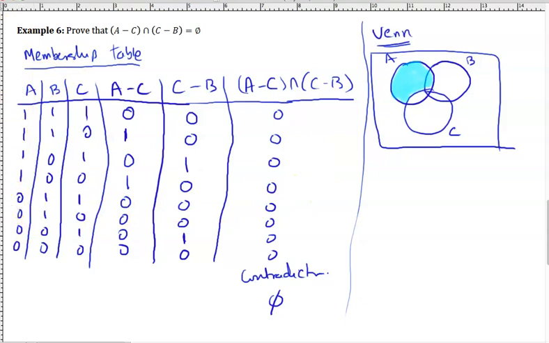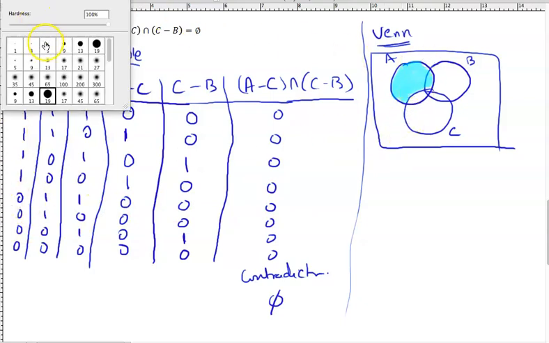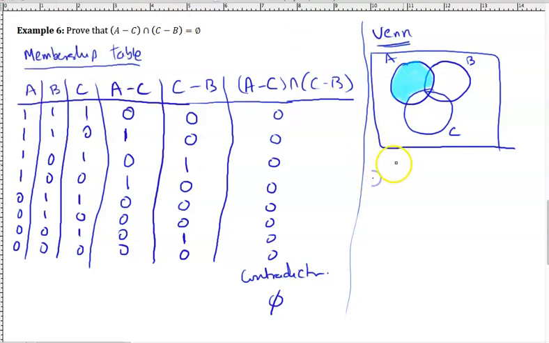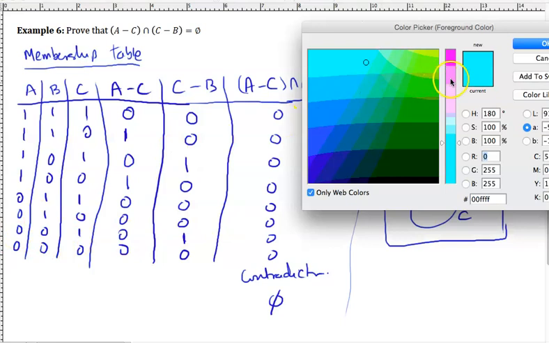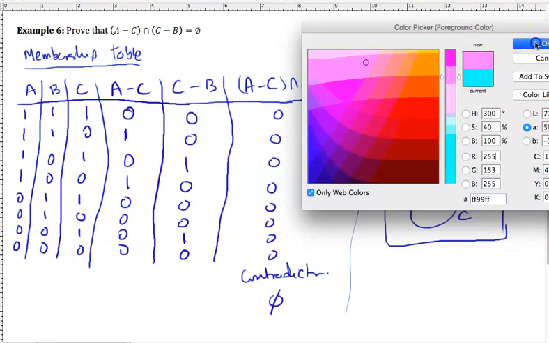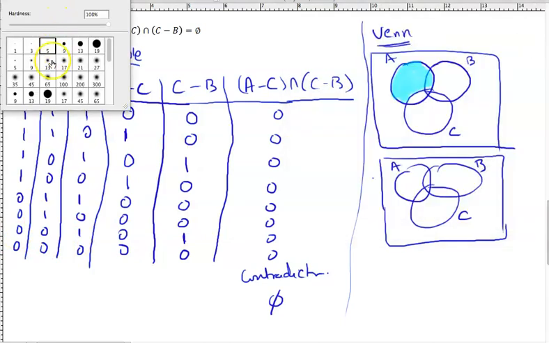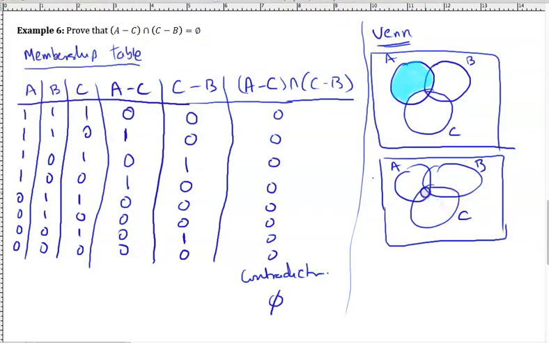All right, cool. And now we're going to do C minus B. So I'm going to do another universe, and B and C. And we're going to shade C minus B, which is whatever is in C but not in B.